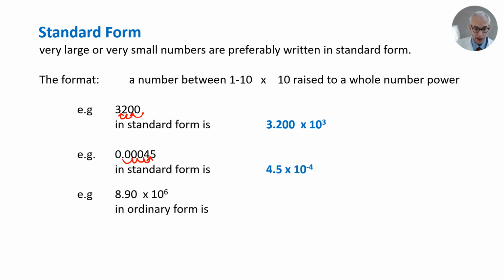What would 8.9 times 10 to the 6 be in ordinary form? Pause and write out the numerical answer.